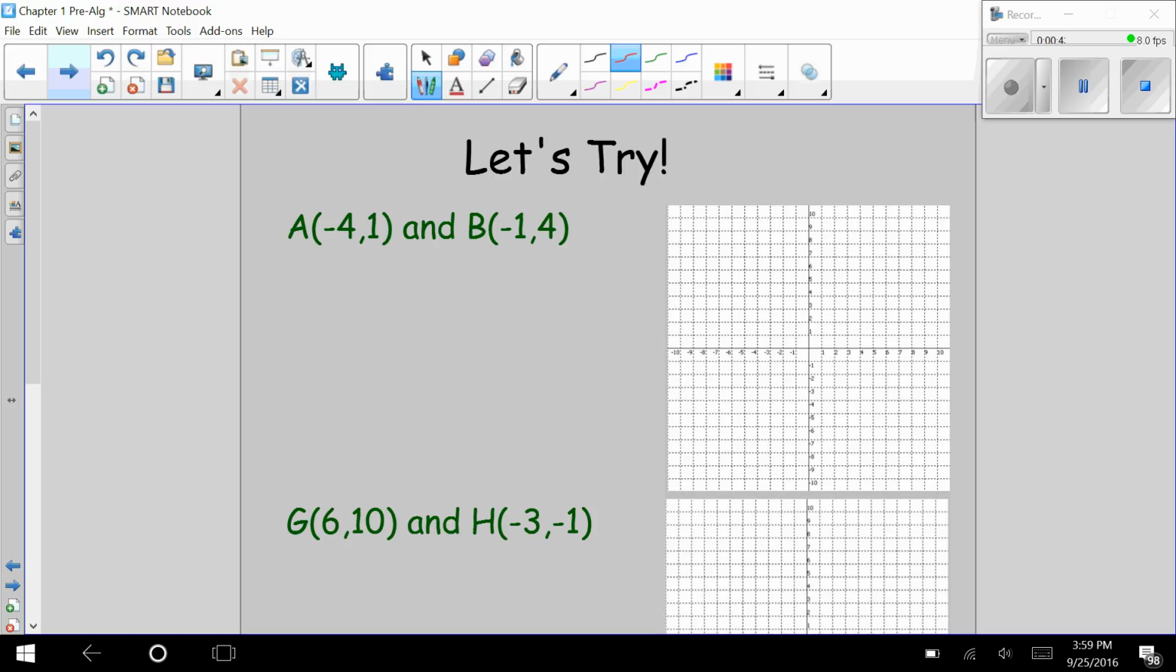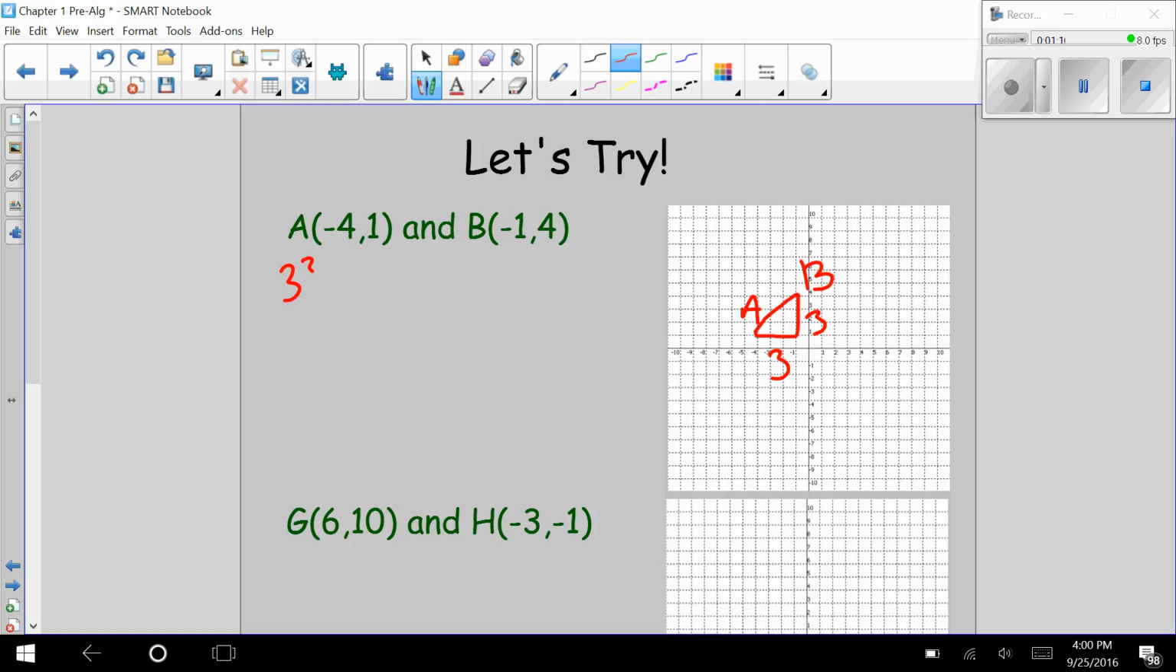Let's try. We have A at -4, 1 and B at -1, 4. We'll start off by plotting these 2 points. -4, 1, there's A, and -1, 4, there's B. Now if I make this into a right triangle, I can then count. I see that this length is 3, and this length is also 3. So my 2 legs are 3.